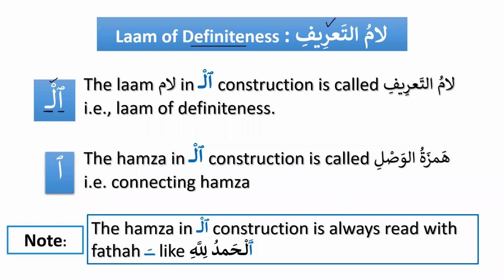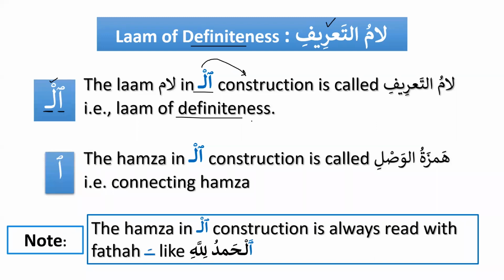Please remember, we say al all the time, but as I told you, inshallah, I will tell you about every brief detail so that when you learn Arabic, you know what it means learning the Arabic language. Okay. So lam is lamut tarif and hamza is hamzatul wasl. The lam in the al construction is called lam tarifi, that means lam of definiteness.